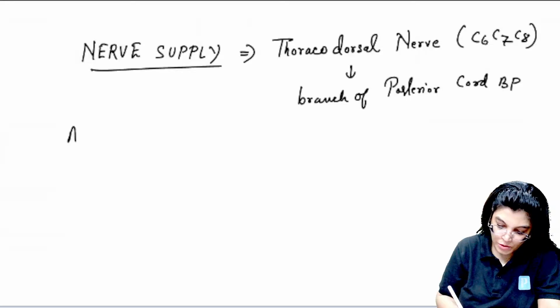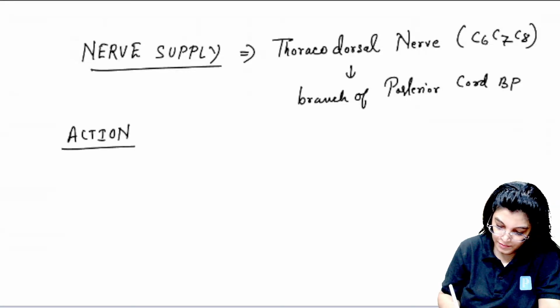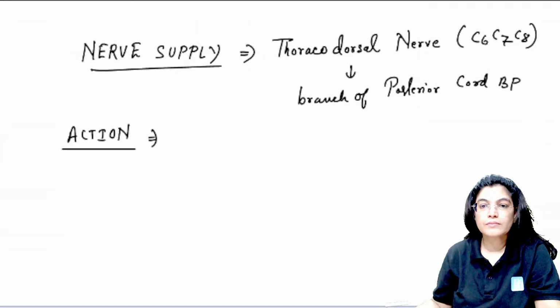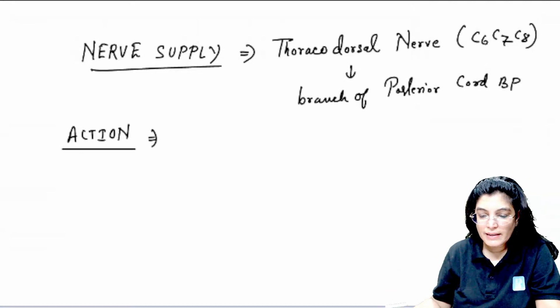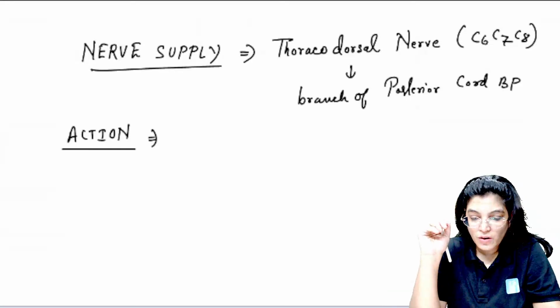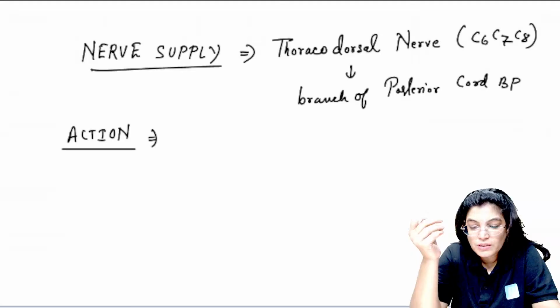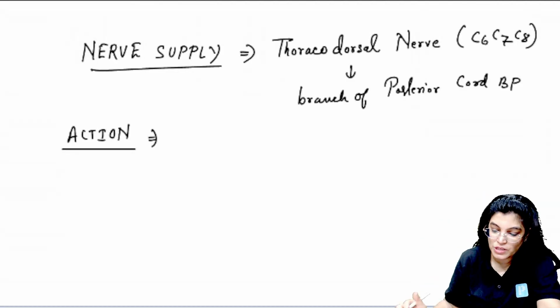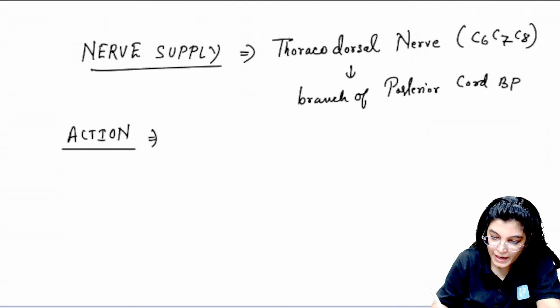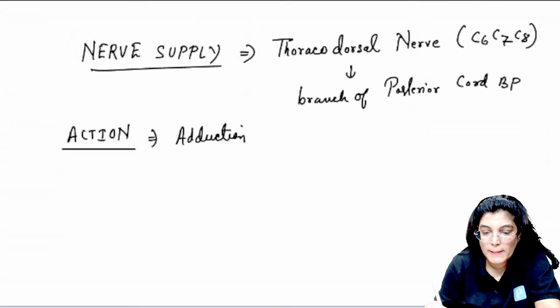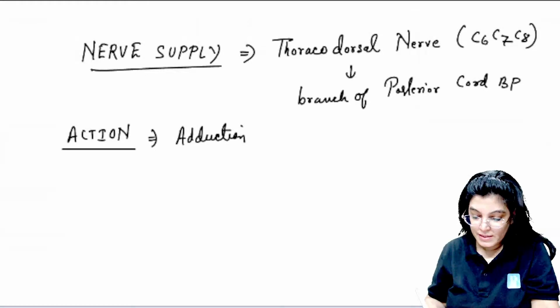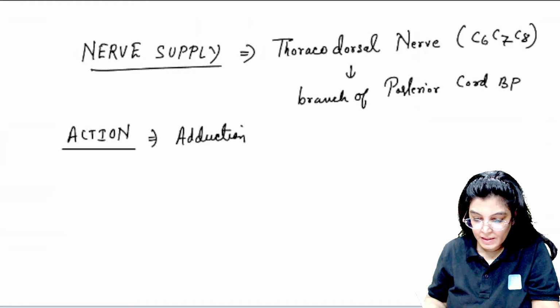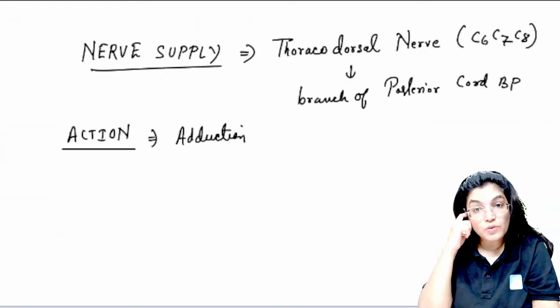Now, let's talk about the action. Latissimus dorsi muscle has got an action of adduction of the humerus bone. This muscle is active in adduction and extension. So please write down, latissimus dorsi muscle causes adduction. It is a very important muscle which is causing adduction, and also it is involved in extension and rotations of arm.